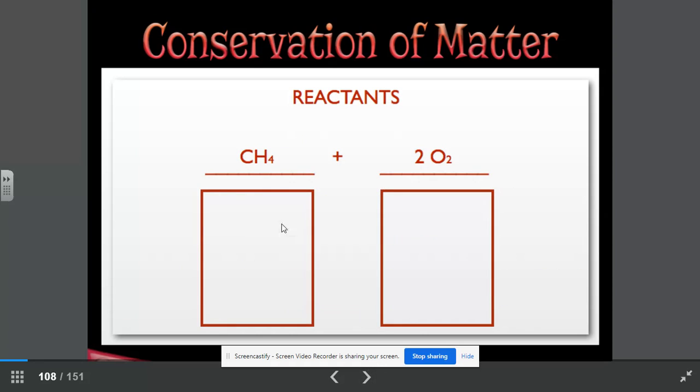Here's an easy method to do it. So let's list our reactants. I know I have 1 carbon, and I have 4 hydrogens, 1, 2, 3, 4. I have 2 molecules of O2. So here's my O2, 2 of them, but I have 2 molecules, so I'm going to do that twice.